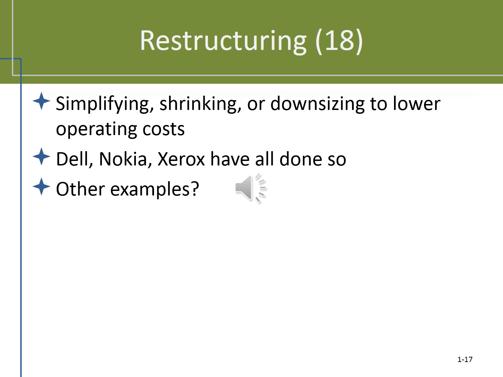Another term that we'll be using throughout the course is restructuring. Restructuring is simplifying, shrinking, or downsizing to lower operating costs. Some companies that have done that are Dell, Nokia, and Xerox. I'm sure you can think of some examples of places that have done that. In today's economy, restructuring is a big deal. Most companies are looking for cheaper ways of performing or getting the product out to the customer. And that's usually by shrinking or downsizing, which means fewer people, less overhead.